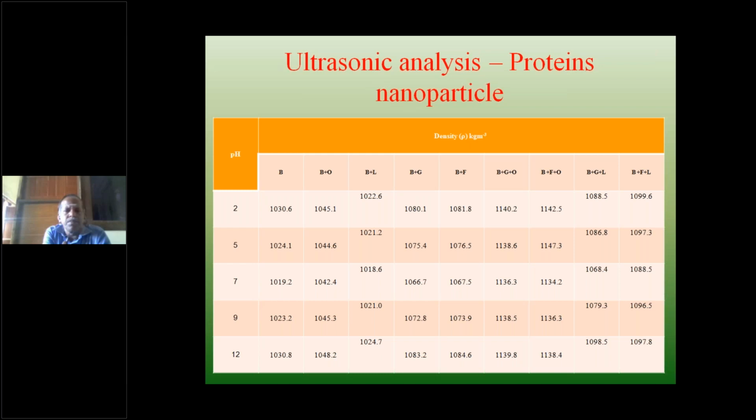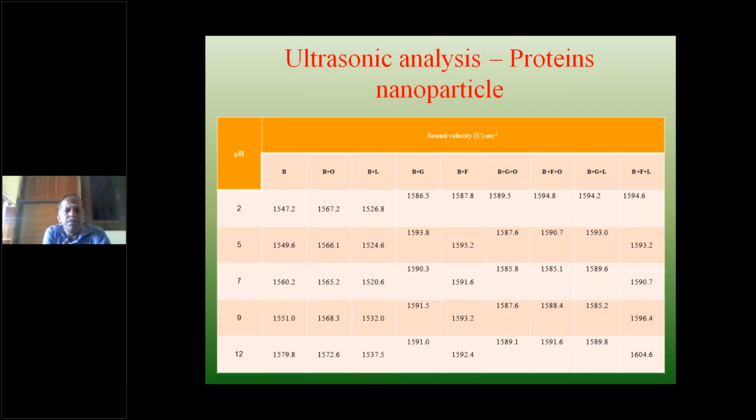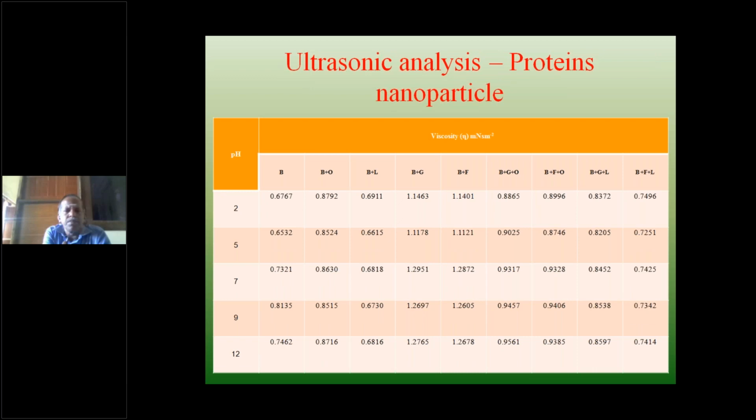The same type of conclusion is available in sound velocity. Again, sound velocity is a measure of cohesion among the components. At pH 2, sound velocity is poor in buffer plus ovalbumin and buffer plus lactalbumin, whereas it is enhanced on the addition of glucose or fructose. The same thing is true in all the cases. We have got concurrent values in all the measured parameters.